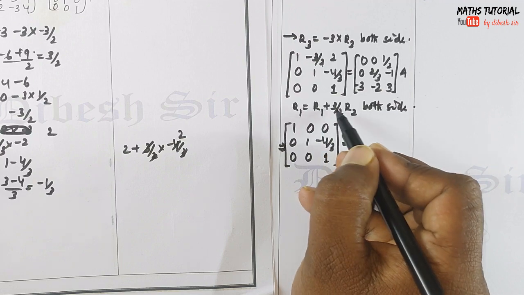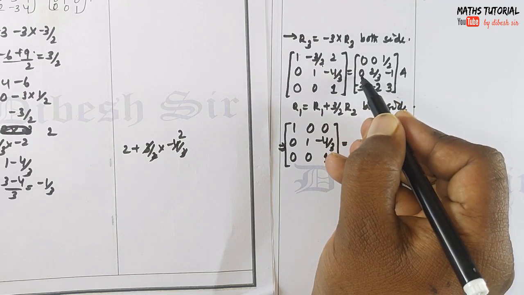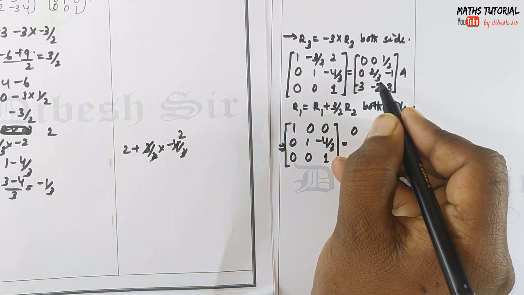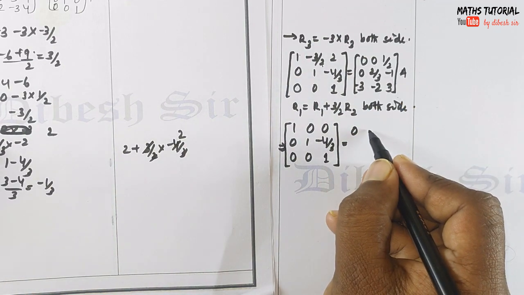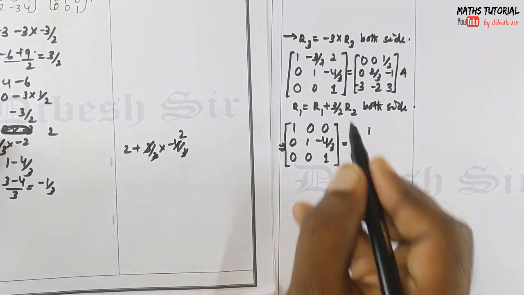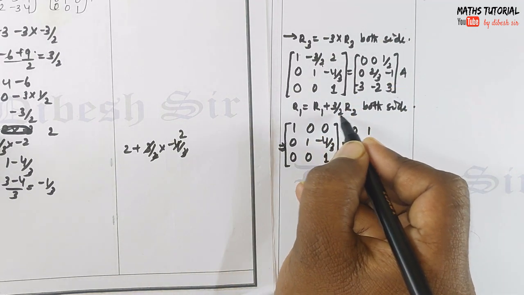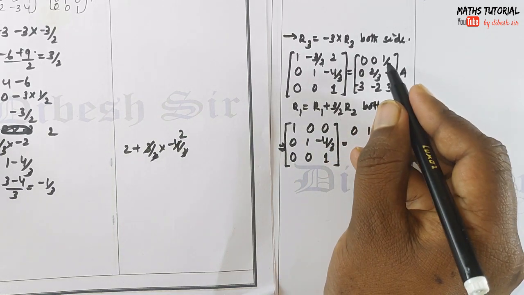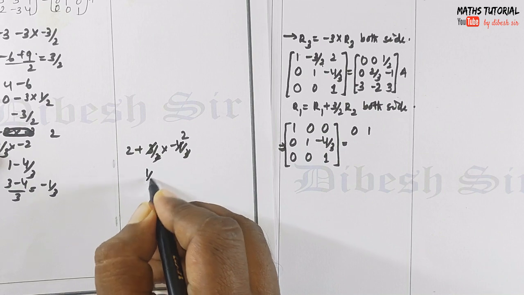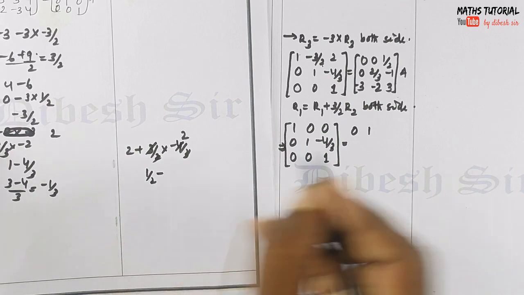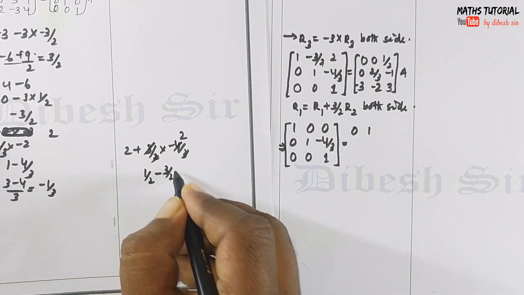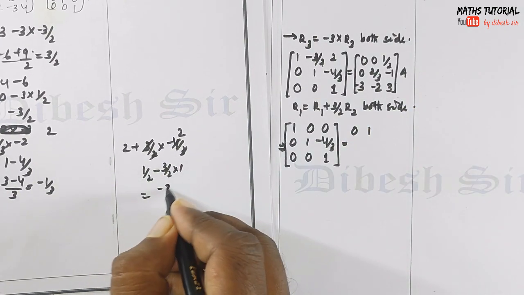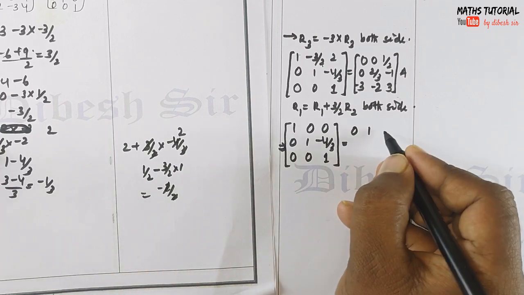R1 is equal to R1 plus 3 by 2 R2. 0 into 3 by 2, 0, that is 0. 0 plus 3 by 2 into 2 by 3, that is 1. 0 plus 3 by 2 into R2, that is 2 by 3. Cancel out, that is only 1. Next, half minus 3 by 2 into 1. So minus 2 by 2, that is minus 1.